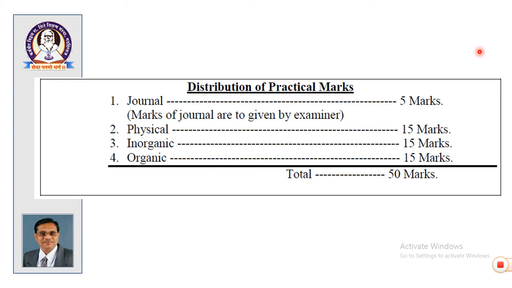Actually, what is the distribution for examination? In routine practicals, you will perform these experiments and during the examination, you are expected to carry on 3 experiments, one from organic, one from inorganic, one from physical. Okay. The distribution of marks will be for journal which you represent the work, the weightage is 5 marks, for physical chemistry 15 marks, for inorganic chemistry 15 marks, for organic chemistry 15 marks. Total weightage is of 50 marks for practicals in chemistry.